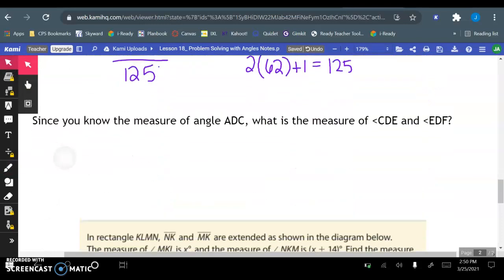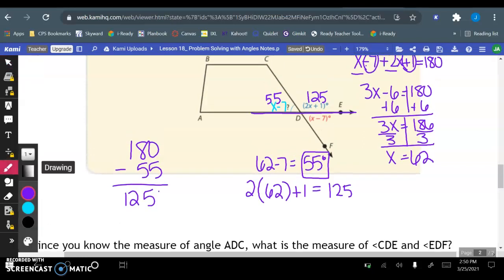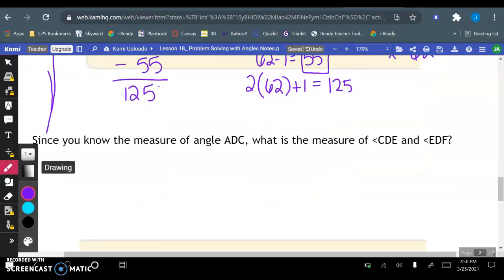And then the other one is EDF. EDF is the one in red there that says x minus 7 as well. So again, vertical angles. So that one is going to be 55. Okay. So this one's 125 and this one's 55 degrees.